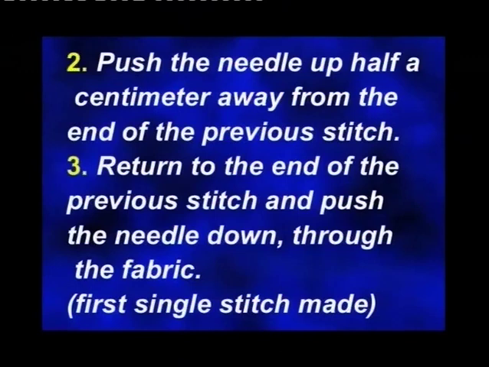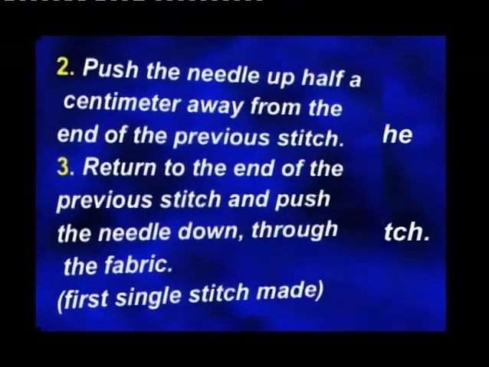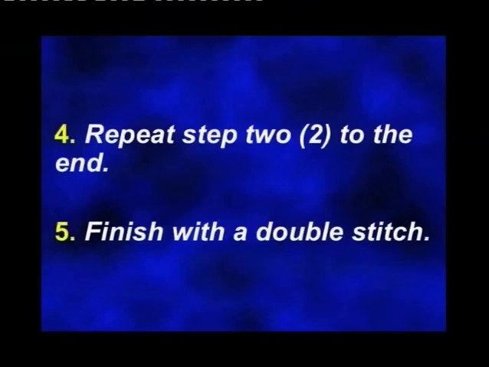Two, you are to push the needle up half a centimeter away from the end of the previous stitch. Three, return to the end of the previous stitch and push the needle down through the fabric. First single stitch made. Now the fourth step says you are to repeat step two to the end, and the fifth, you finish with a double stitch.